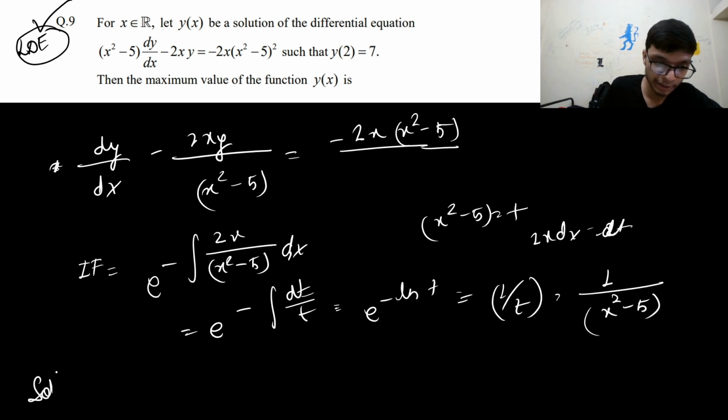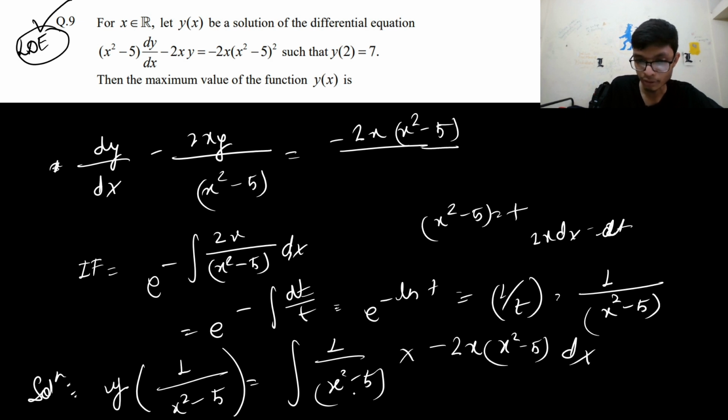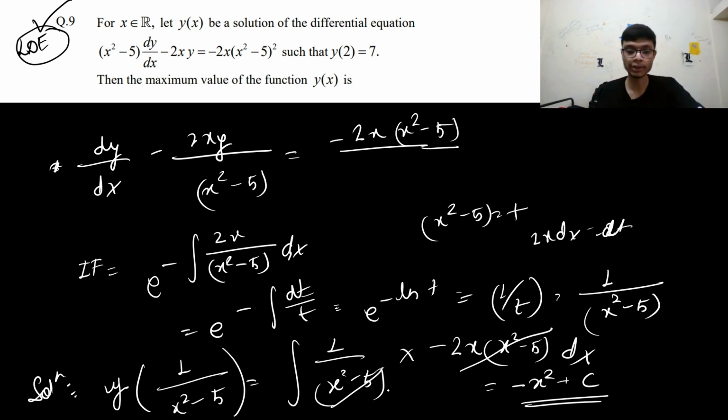We know the solution of a linear differential equation is y times the integrating factor equal to the integration of the right hand part times the integrating factor. So y into 1 by x square minus 5 is equal to the integration of 1 by x square minus 5 multiplied by minus 2x into x square minus 5 dx. The x square minus 5 terms cancel, and we get simply the integral as minus x square plus c. That's the integral solution of this linear differential equation. For getting the value of c, we have already been provided the data, that is y at x equal to 2 is equal to 7.